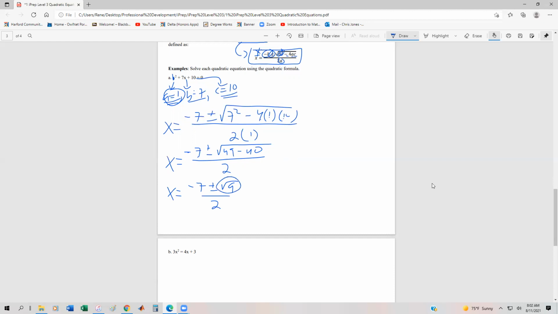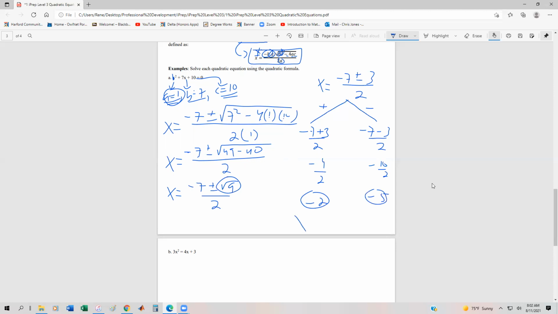Simplifying the square root, we know the square root of 9 is 3. So x is going to be equal to -7 plus or minus 3 over 2. And now we can split that up into two different simplifications. So we have -7 plus 3 divided by 2, and we have -7 minus 3 divided by 2. -7 plus 3 is -4 over 2, and so one solution is going to be -2. -7 minus 3 is -10 over 2, and -10 divided by 2 is -5. And so our solution set to this is going to be -2 and -5.